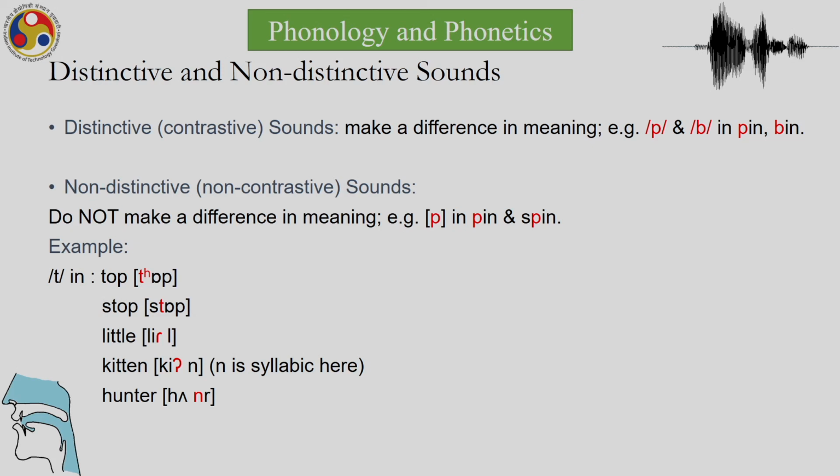So, for instance, t in top, and t in stop, and t in little, and kitten, and hunter. In all these different contexts, the way the t manifests is different. And now one has to be aware that it's still the t, it's not another sound. And that is why phonology is important, because we intuitively know that it is the same sound, but they will be different based on their context.